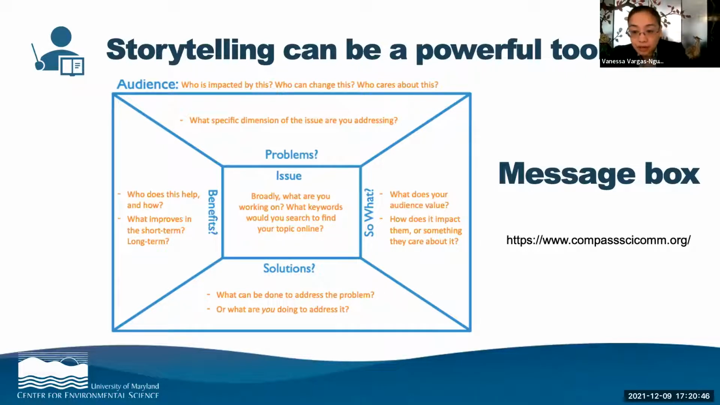Inside, you describe the issue that you're focusing on. Going out to the top, you list the problems: what are your findings that make you want to communicate, and why it affects people? Moving clockwise, briefly answer the "so what" question. What does your audience value? How are they impacted? Why should they care? And why is what you are communicating important to them? At the bottom, list the potential solutions: what changes can be made, by whom, and how they would solve the problem. Finally, to the left, list all the benefits from the solutions, both short-term and long-term.